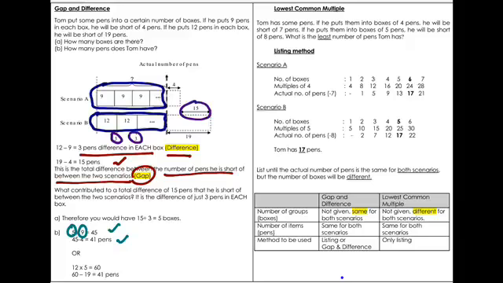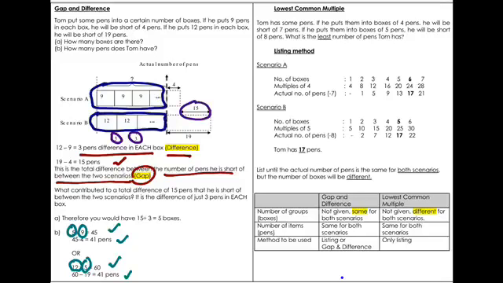Or you can use scenario B as well. Scenario B is also 5 boxes, but 12 pens in each box, so 12 times 5, 60 pens. But he doesn't have so many pens, he's short of 19 pens, so 60 minus 19 to get also 41 pens. Let's look at the lowest common multiple question on the right side.